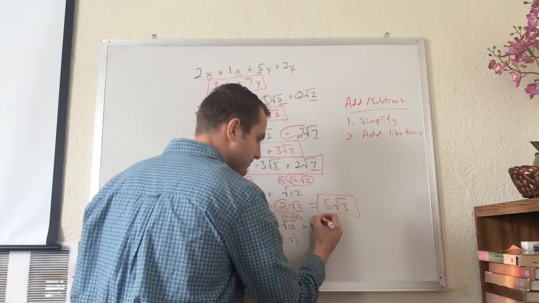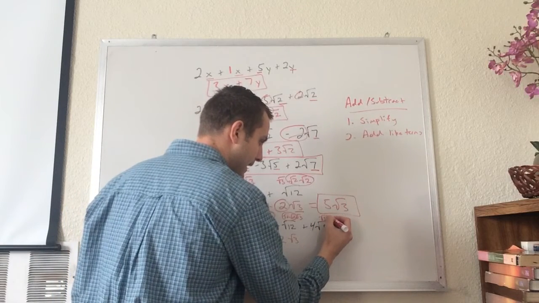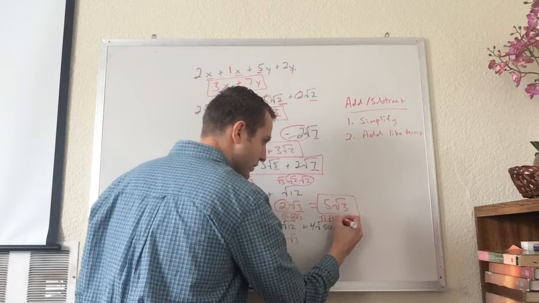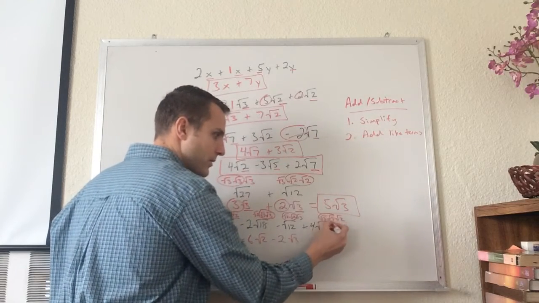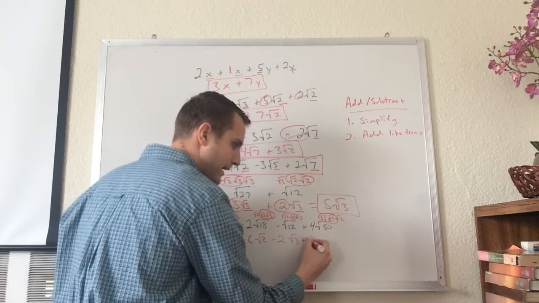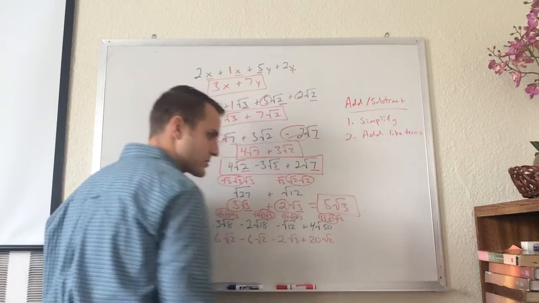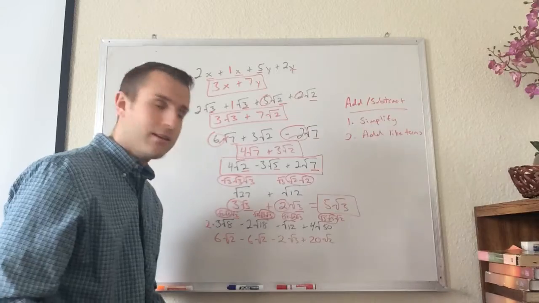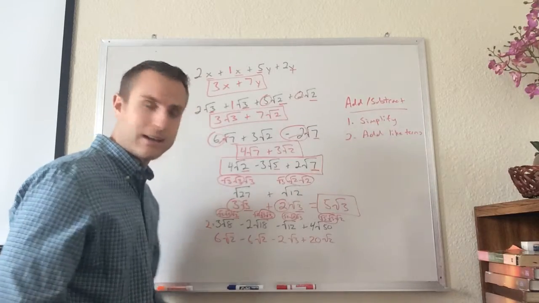And then 50, that's the square root of 5, square root of 5, and square root of 2. 2 square roots of 5. I already have a 4 on the outside, so I multiply 4 times 5. That gives me 20, and I have the square root of 2 left. Now that I've simplified, now I can add like terms.